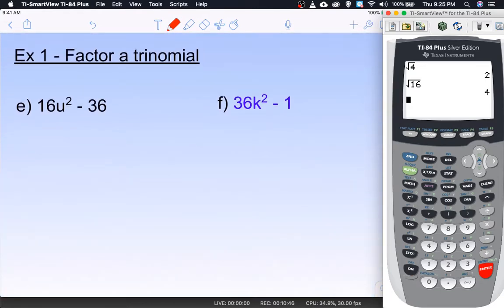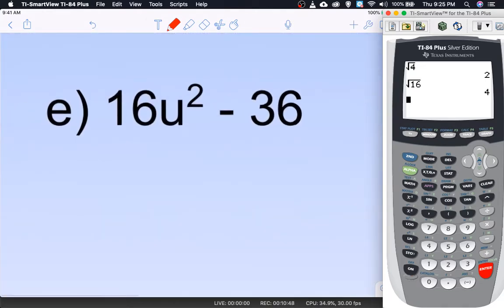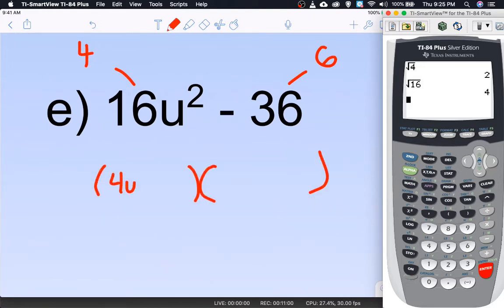Okay, another one for me. Let's see here. Those are both perfect squares. Factors of that can square root to be 4, that can square root to be 6. So that's what I'm going to try first. 4u and 6, 4u and 6. One's probably going to be a plus and one's going to be a minus, which is how my middle term, notice there's 0 u's in the middle, my middle term will cancel out.